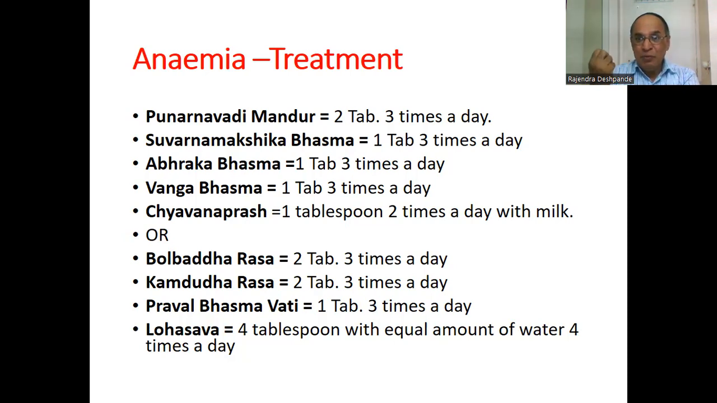Ojas, immunity. So this formulation is for the chronic patient with a long-standing disease process, for example cancer, tuberculosis, HIV. You use this Abhraka Bhasma and Vanga Bhasma, and also Chyavanaprasha. I think I am explaining the different formulations with interesting explanation. Then this is Gola Bhasma, Kamadudha Rasa, Pravala Bhasma and Lohasava.